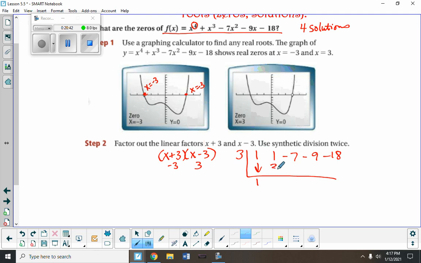So that's a 3, 4, 12, 5, 15, 6, 18. Oh, remainder 0, which we knew it would be because that is a factor. So this was x to the 4th. So this would be x to the 3rd.